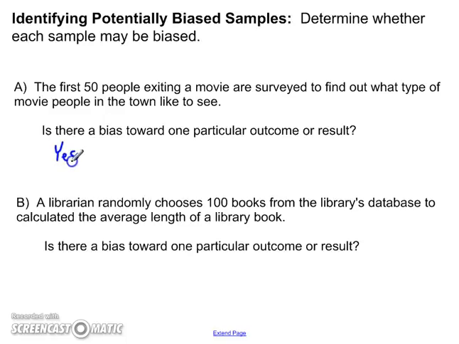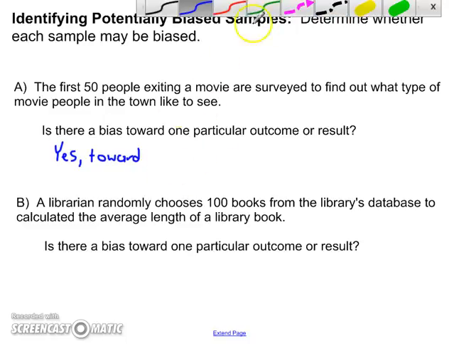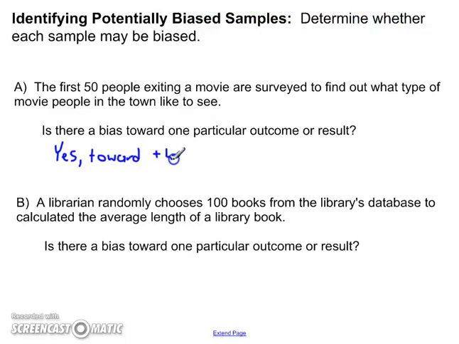Why? Well, probably because the people in that particular situation are people who like superhero movies, like action movies, and so on. So yes, there is a bias toward a particular outcome in that case. And in this case, yes, it's probably going to be toward superhero movies, or those types of movies. I guess I shouldn't say superhero movies. I should say that type of movie in this particular case. The question itself is not specific to superhero movies.